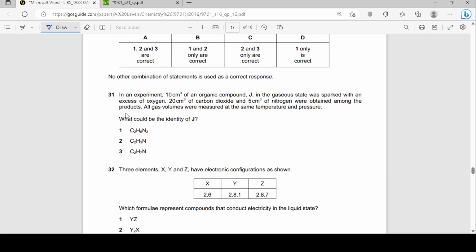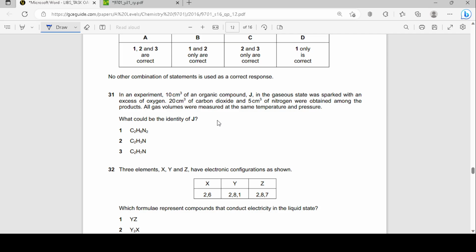In an experiment, 10 cubic centimeters of an organic compound J in the gaseous state was sparked with an excess of oxygen. Sparked. Okay. 20 cubic centimeters of carbon dioxide and 5 cubic centimeters of nitrogen were obtained among the products. All gas volumes were measured at the same temperature and pressure. Okay. What could be the identity of J?